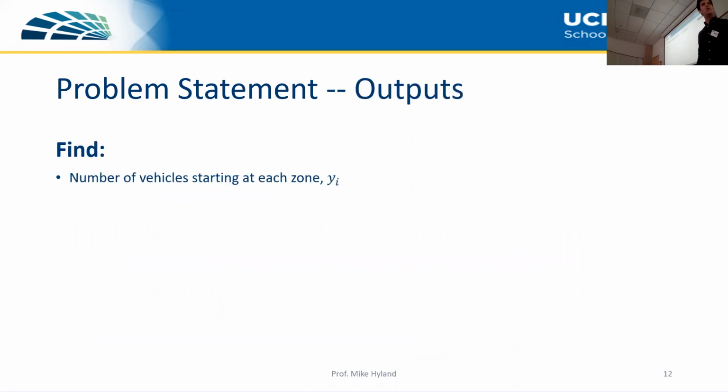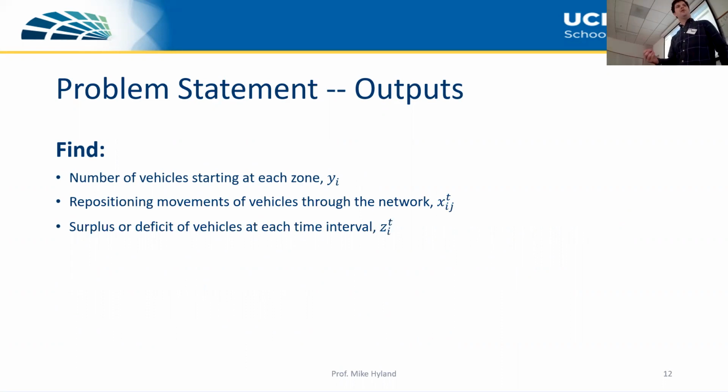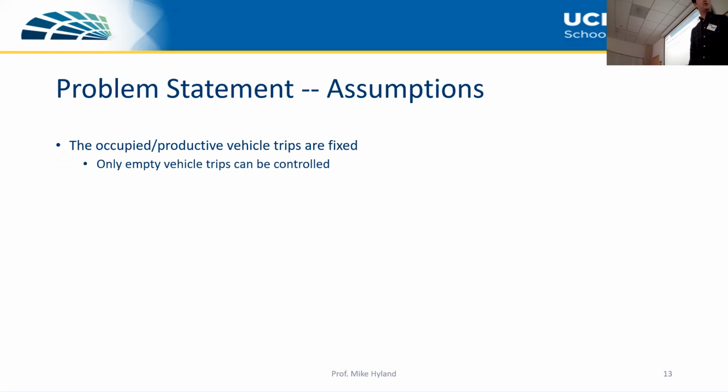Okay, we want to find the number of vehicles starting at each zone. We want to find the repositioning movements in order to cover all of the demand throughout the day. And then also the surplus or deficit of vehicles from each zone that stays in that zone from one time period to the next. So if we sum over our YIs, that gives us our fleet size, right? That's the total number of vehicles that start the day in each one of the zones. We want to minimize cost. That's our objective.